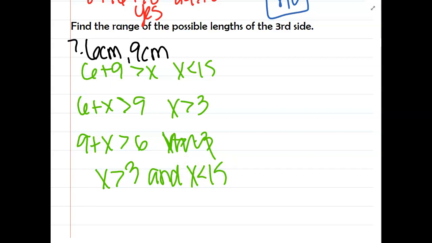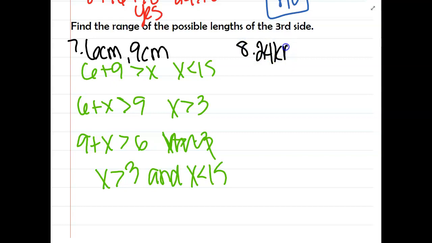Because if you tried to pick some of these other numbers, they're not going to work, and it would have to. It'd be like an "and" inequality. So bigger than 3, but less than 15. Okay. Let's do one more of those.